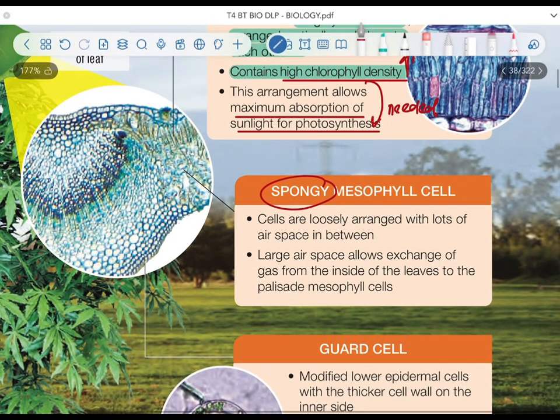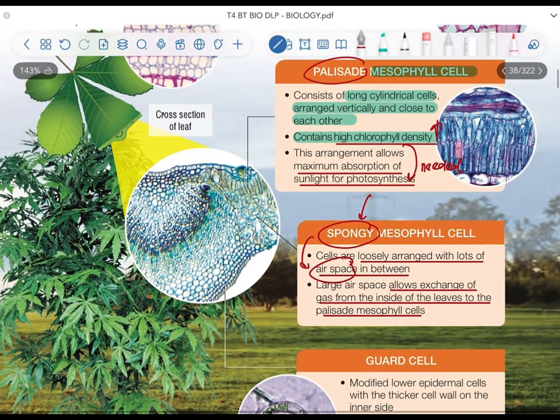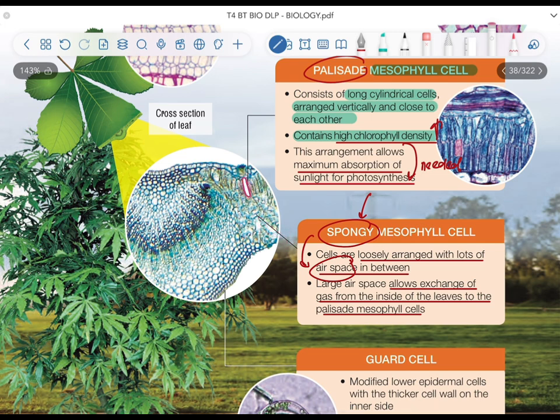Okay, the spongy mesophyll cell is named spongy because it is loosely arranged with a lot of air space in between. So the name spongy actually comes from the large amount of air space. This large air space allows the exchange of gas from the inside of the leaf to the palisade mesophyll cell. So this is the spongy mesophyll cell, and over here is the palisade mesophyll cell.